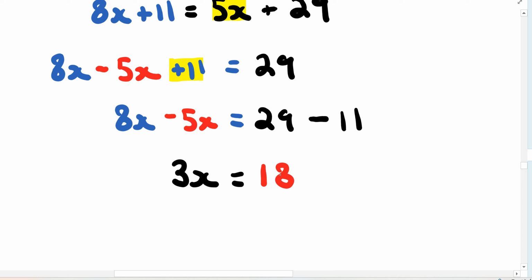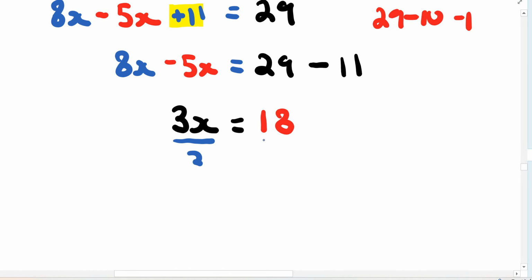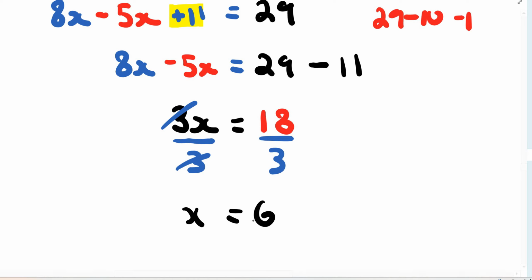So if I do 29 minus 10 is 19, yeah, it should be 18, yeah. And then we divide both sides by 3, those 3 cancels. And then x would equal 6. So 6 is your answer for x. Now, it's not enough to stop here. You actually have to go back and find y and write your answer as your ordered pair.